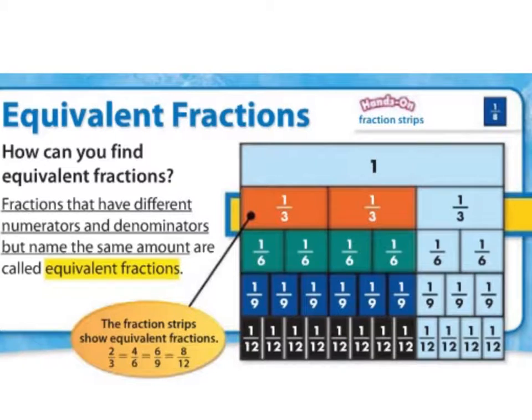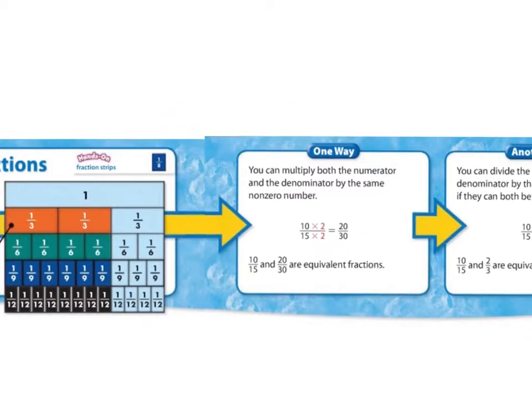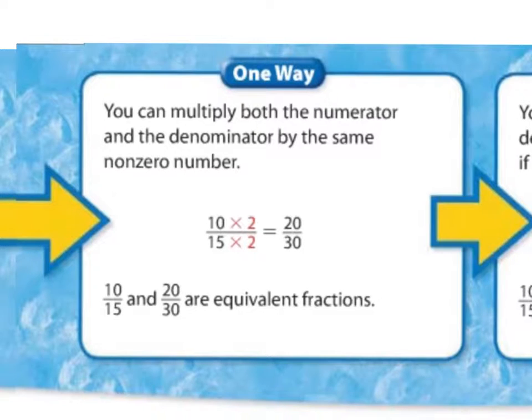These are the same. And so the question that we're asking today is, how do you find fractions that are equivalent, and how do you find out if fractions are equivalent? Well, one way to find a fraction that is equivalent is to multiply both the numerator and the denominator by the same non-zero number. They're multiplying the numerator here and the denominator by 2, a non-zero number.